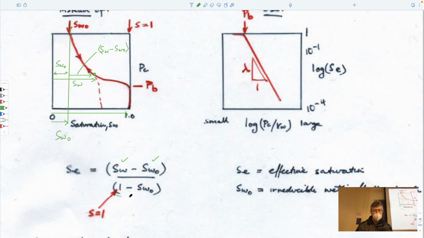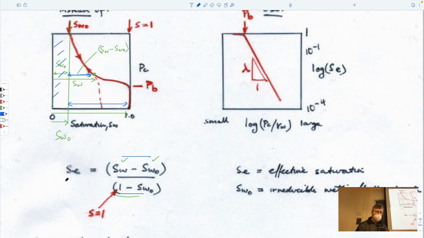So in other words, this term on the bottom is equal to this length here. One minus SW0 is this. And this term on the top is equal to just this. So all we've done is change the measure of the saturation relative to the 100% saturation just by lopping off this part, which we don't care about.